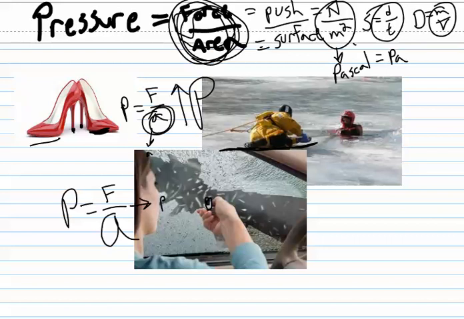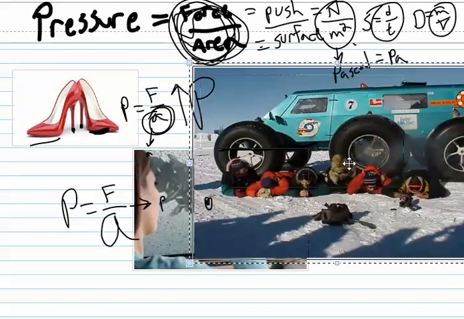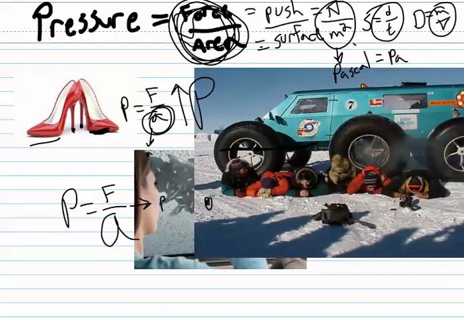Other examples, let's see, I Googled, and this is the best I could find. I was kind of surprised this is the best I could find, but you can survive being run over by a tire if the area is big enough. Because if the area is big enough, then what happens is the pressure is very, very small. So these people are lined up and they're being run over by some kind of vehicle at the South Pole. I really did think I'd be able to find a video of someone being run over by big fat tires a lot easier, but I couldn't find anything. If you find something, let me know.